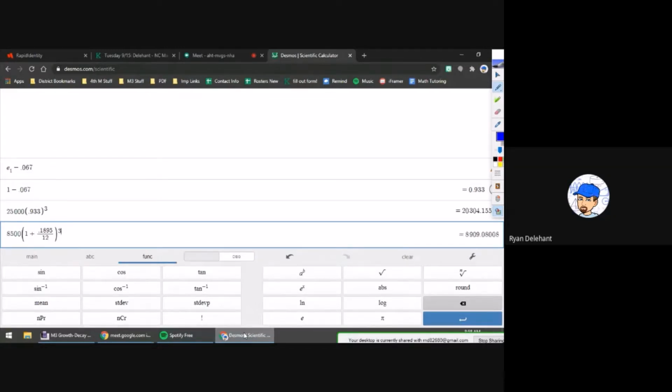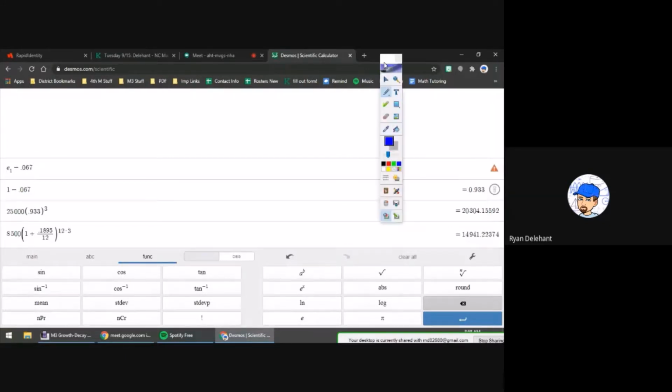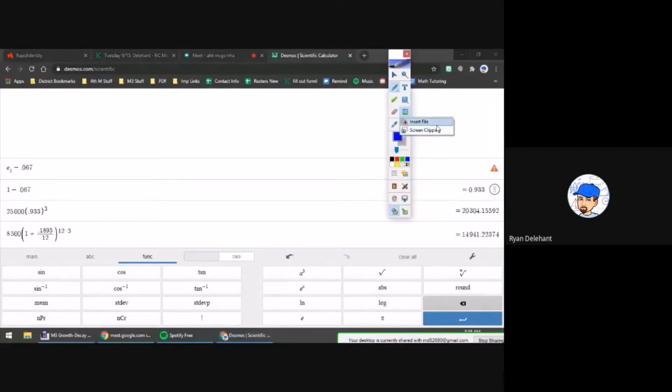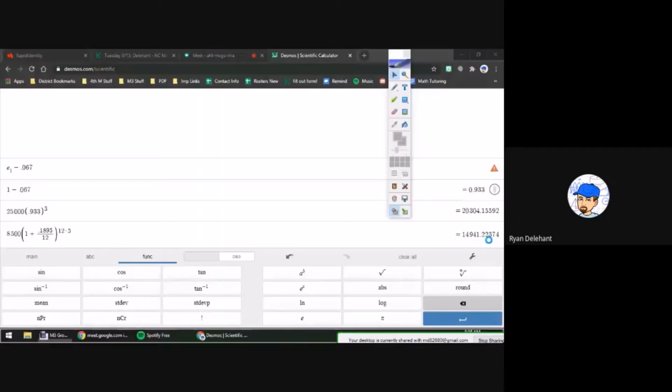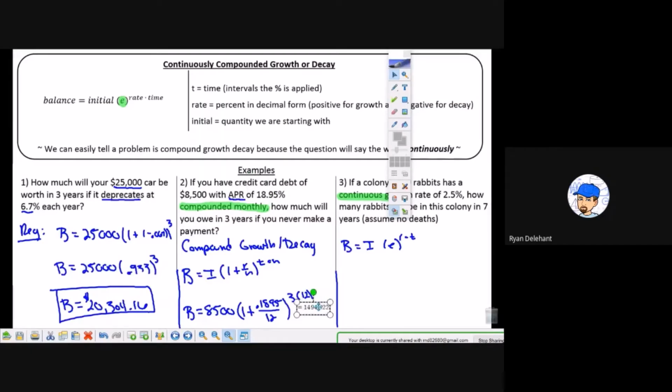And it's really not going to want me to do it. So we're going to put it here, because it doesn't matter what order I multiply it in. But I see now that my answer is $14,941.22.